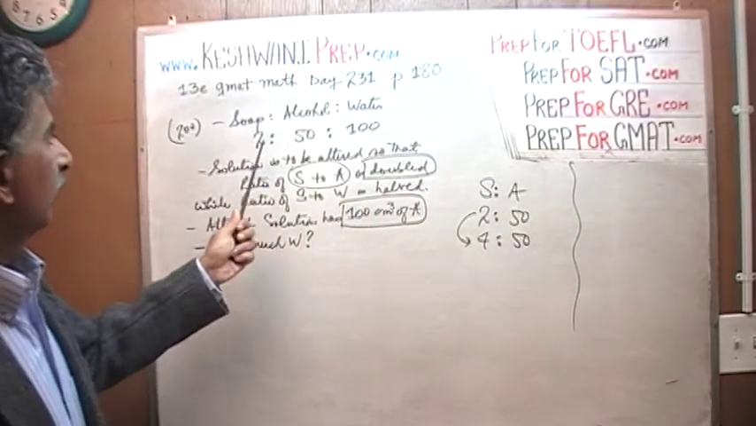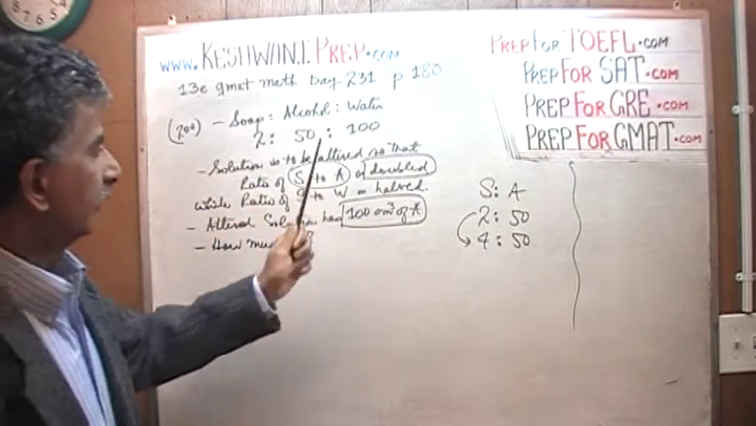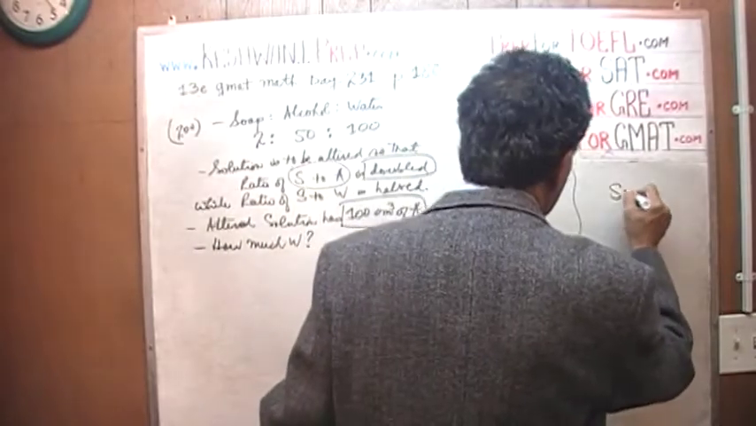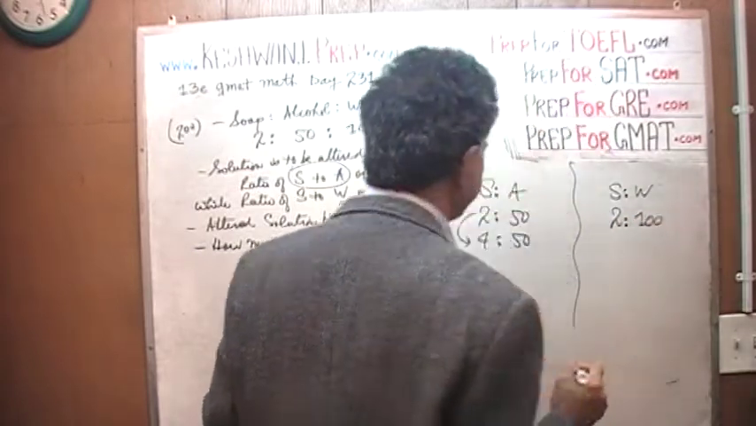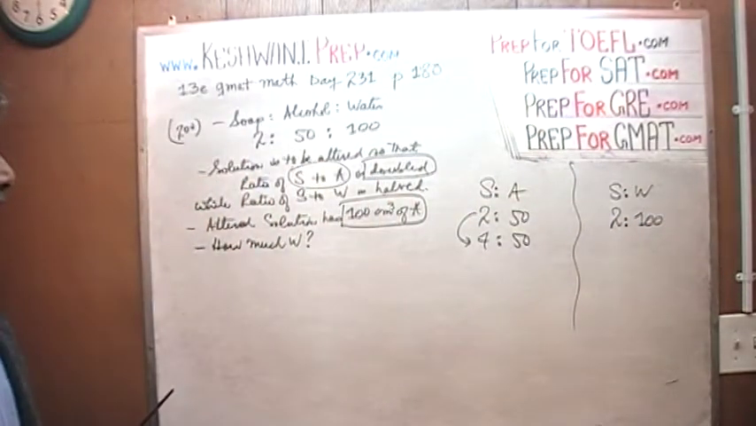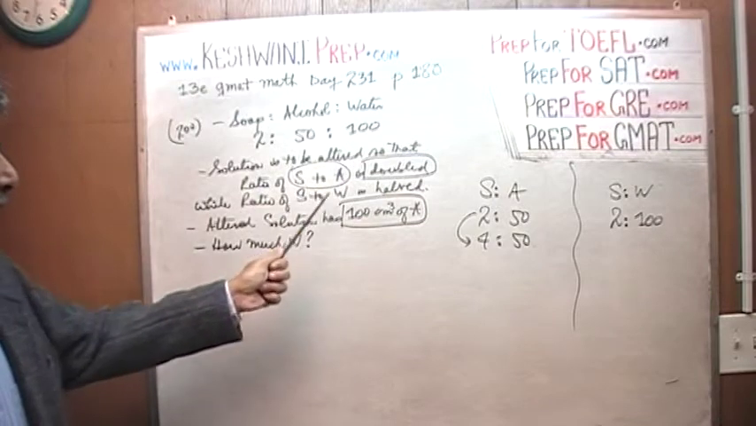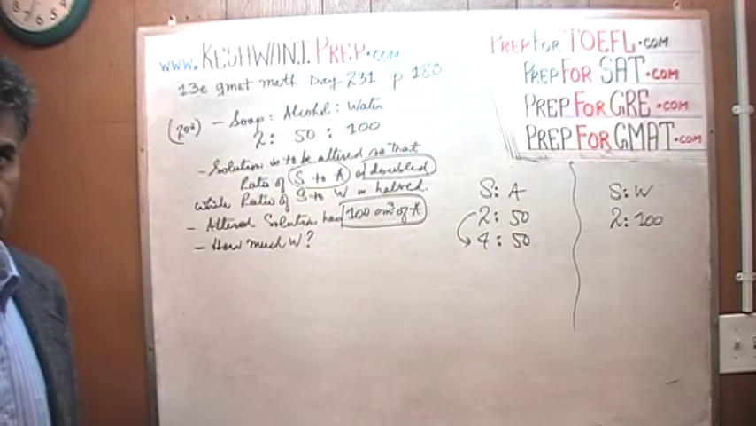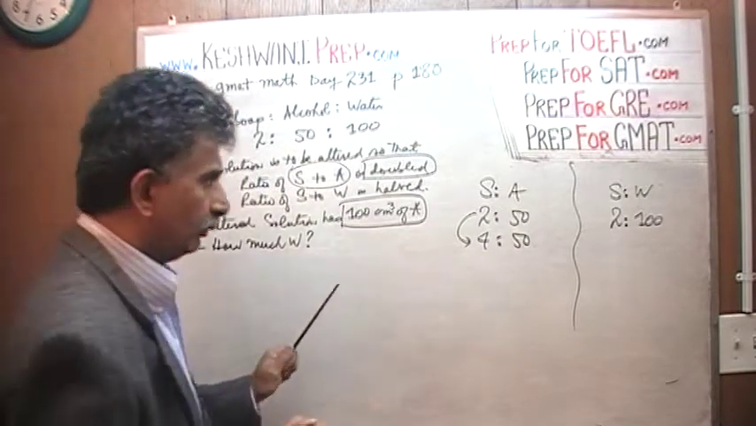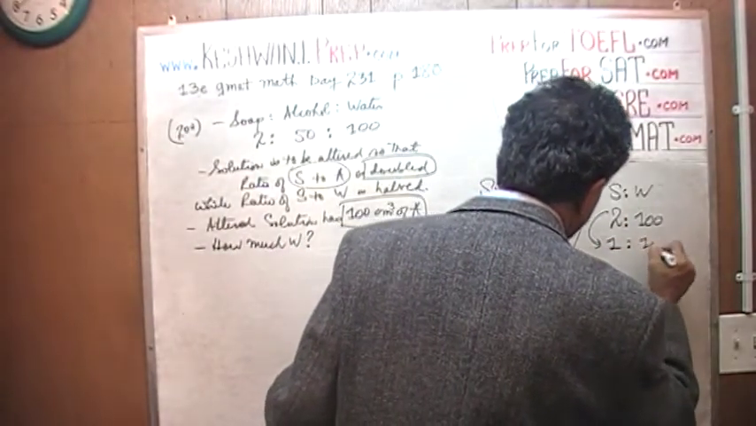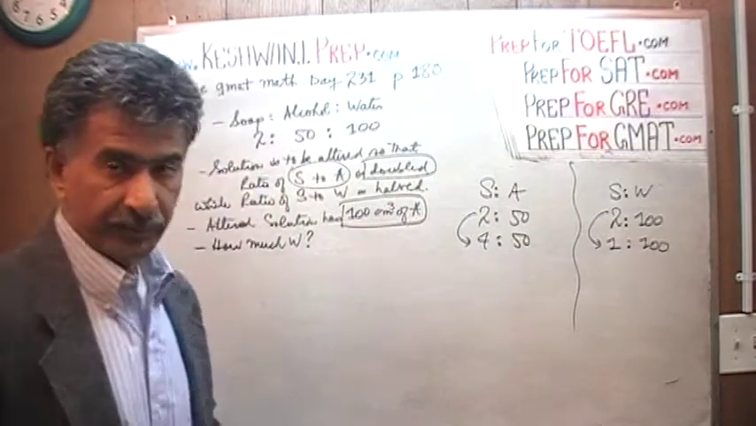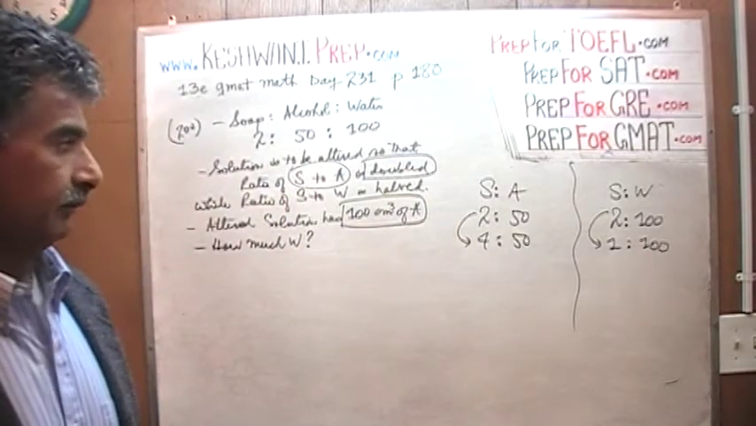Soap to water. To start out with, soap to water is 2 to 100. We want that ratio, soap to water, to be halved. We want half as much soap. So instead of 2 to 100, we want 1 to 100. That part has also been achieved. We have halved the ratio of soap to water.